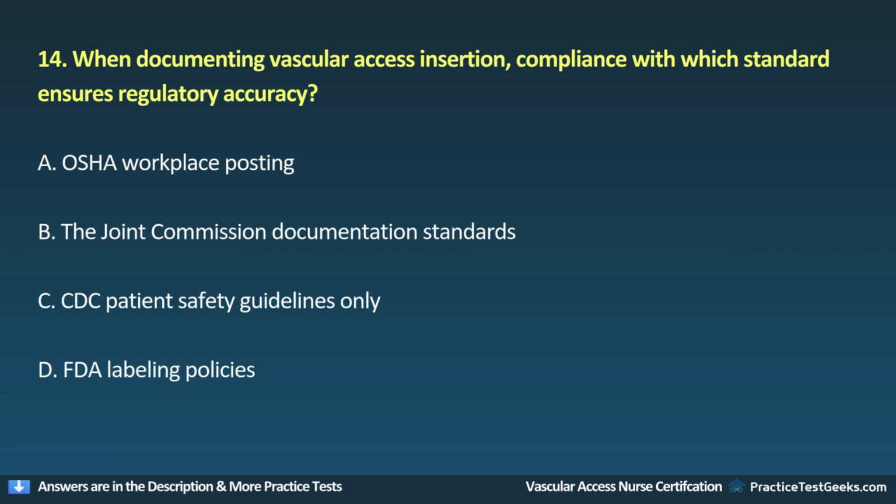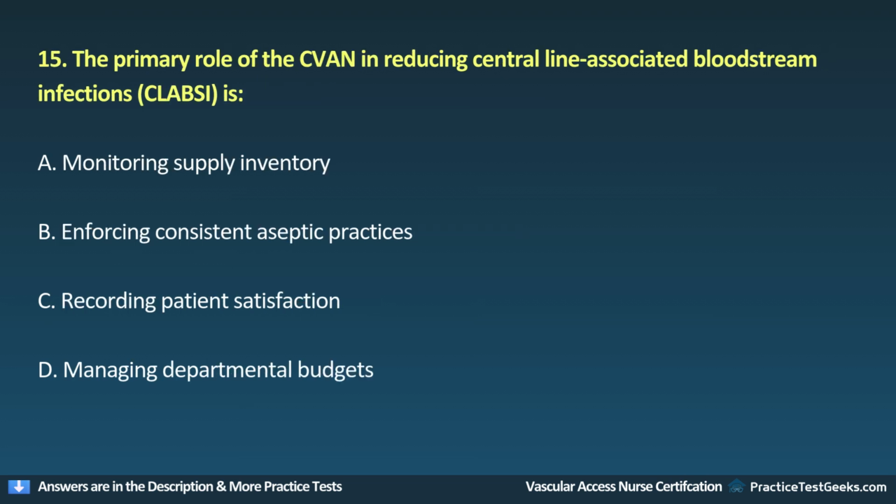14. When documenting vascular access insertion, compliance with which standard ensures regulatory accuracy? A. OSHA workplace posting. B. The Joint Commission documentation standards. C. CDC patient safety guidelines only. D. Labeling policies.